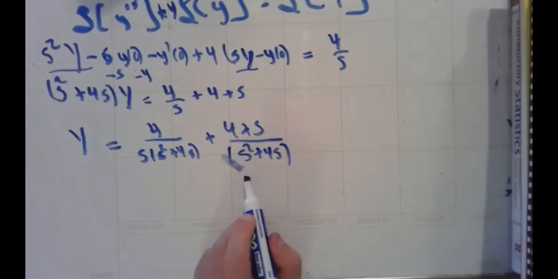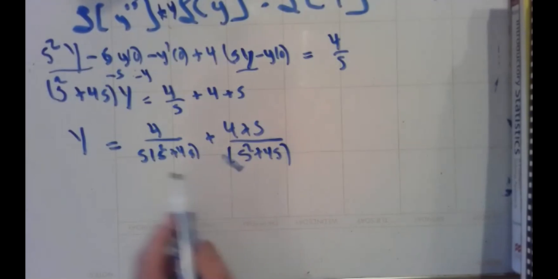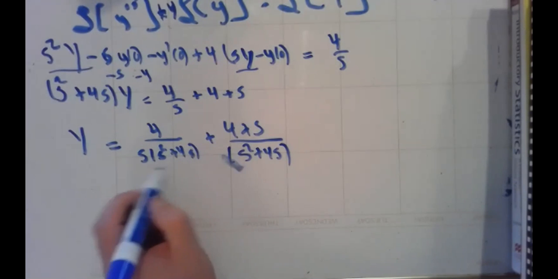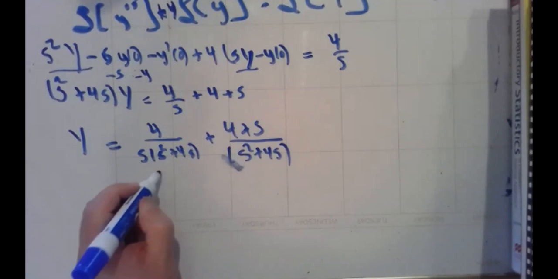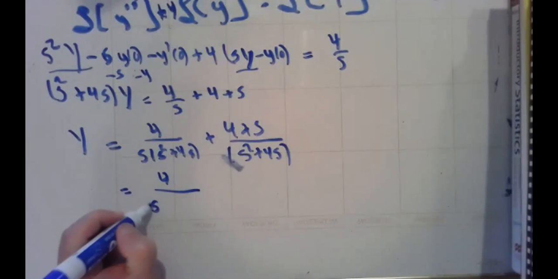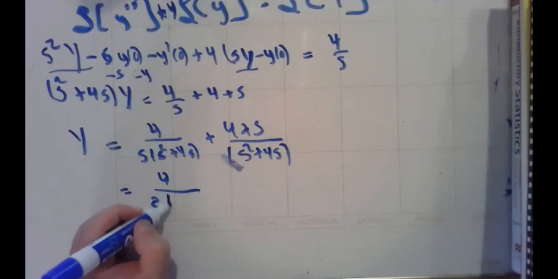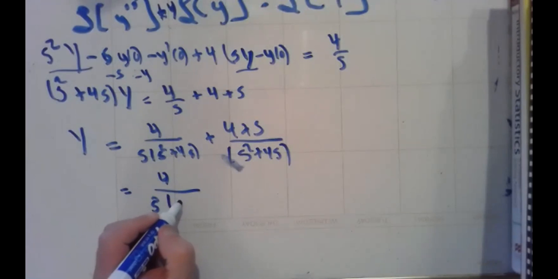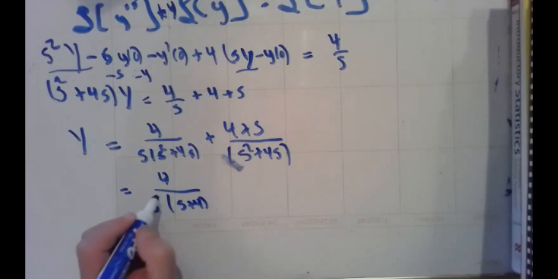Okay, we want to get a common denominator. We're going to have to do partial fraction decomposition. So again, I can pull this s out here, and call this 4 over s squared times (s plus 4).